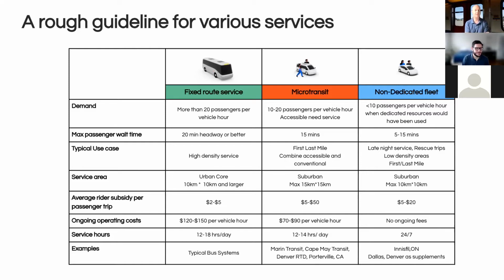And the non-dedicated fleet option is also something that we as Uber, of course, work a lot on together with transit partners. One example is, for example, the city of Innisfil. But there's also transportation providers such as Dallas and Denver who just use the non-dedicated fleet as additional options next to the microtransit to make sure that they can cover their riders for 24/7. So these are just a few guidelines and ideas that maybe can serve you as an additional starting point for what service you would like to put in place.